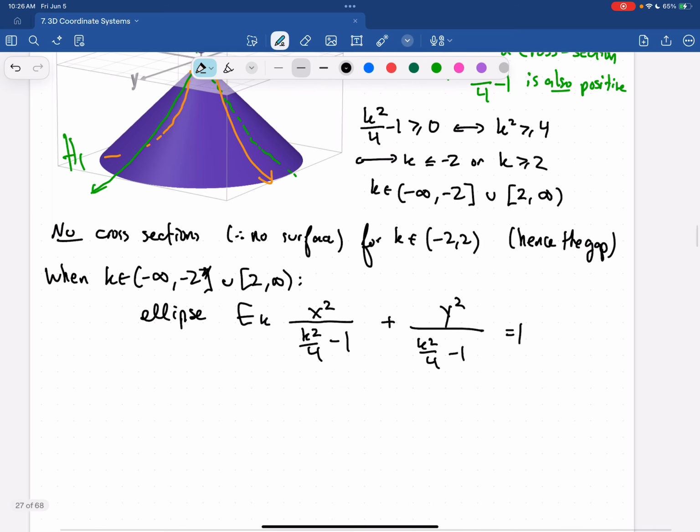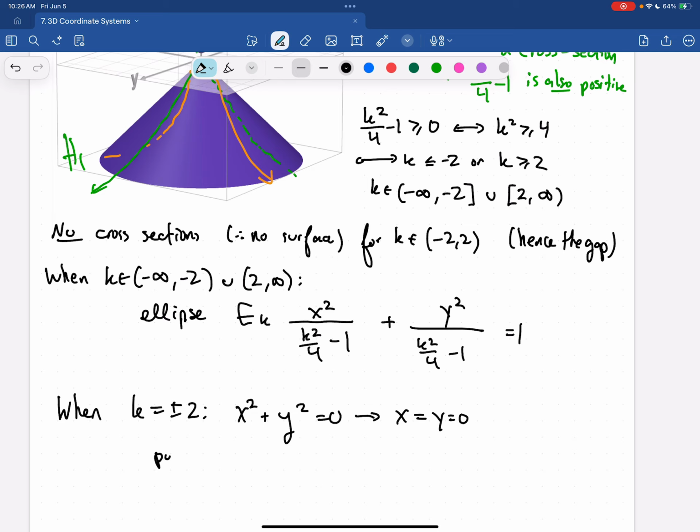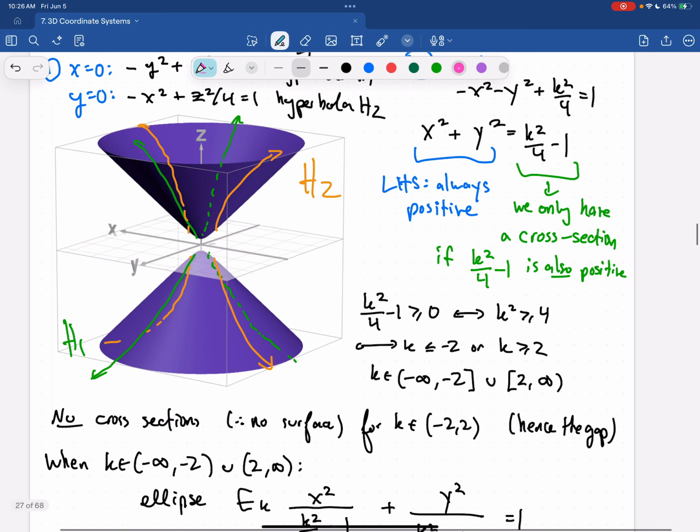I'm going to just change these to round brackets. Yeah, because if we have that k is equal to plus or minus 2, we actually get 0, and we couldn't divide by 0. We get x squared plus y squared is equal to 0. That means x and y would both be 0, and that's when we get the points (0, 0, 2) and (0, 0, -2).